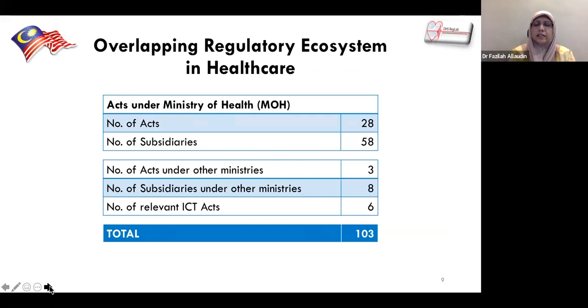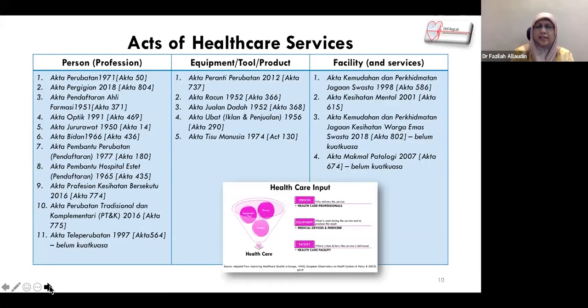So when we did a study in Malaysia, there are a lot of acts out there that are related to the Ministry of Health, healthcare. There are about 28 acts and a lot of subsidiary acts. We also have acts that belong to other agencies but will affect digital technology regulation, or also service regulation. So if you see, there are many acts, more than 100 acts. These are some of the examples.